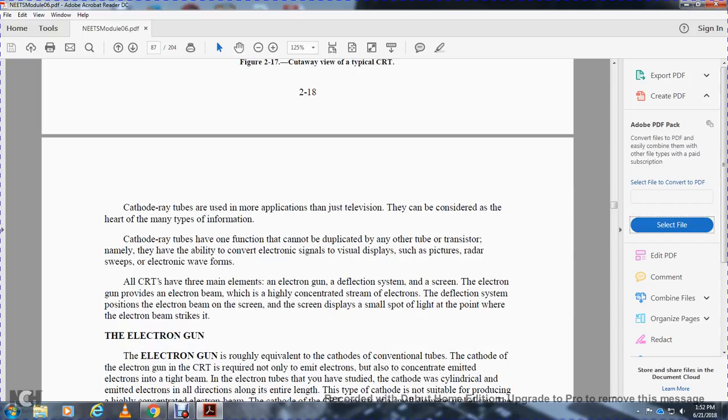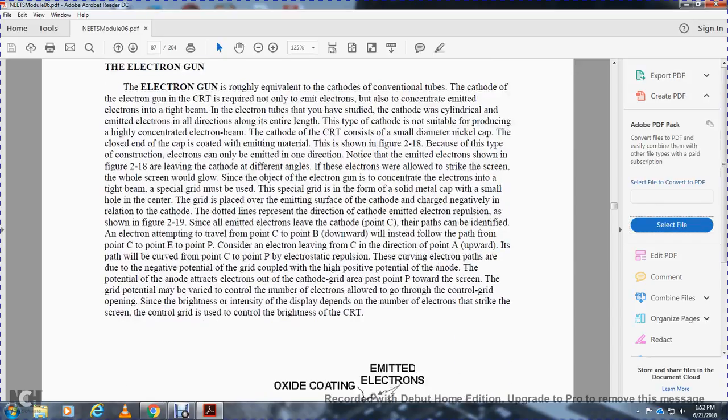The electron gun provides the electron beam, a highly concentrated stream of electrons. The deflection system positions the electron beam on the screen, which displays a small spot of light at the point where the electron beam strikes it. The electron gun is roughly equivalent to the cathode of a conventional tube, but the cathode of the cathode ray tube must emit not only electrons but a concentrated beam of electrons. The cylindrical cathode of the electron tubes you have studied emits electrons in all directions along the entire length of the cathode, so it is not suitable for producing a highly concentrated electron beam.